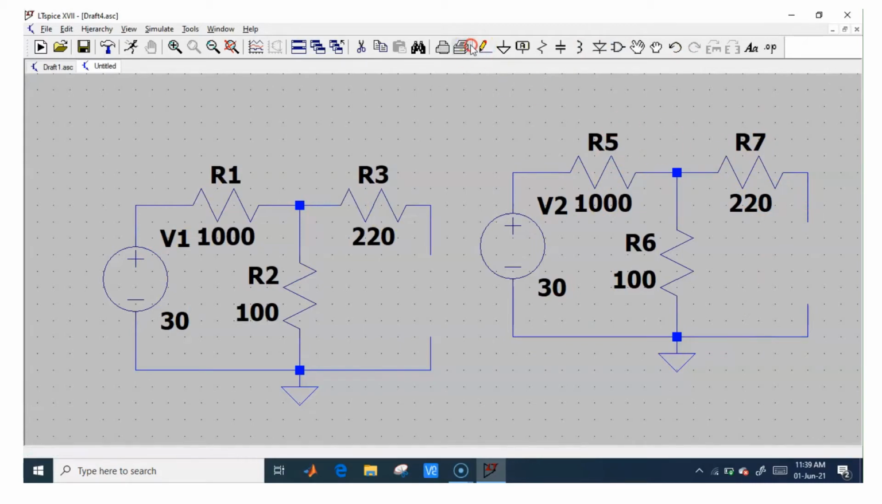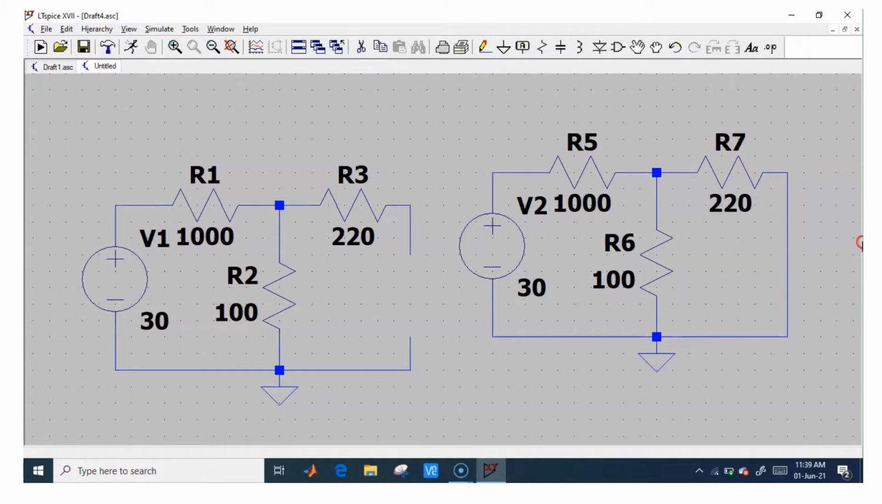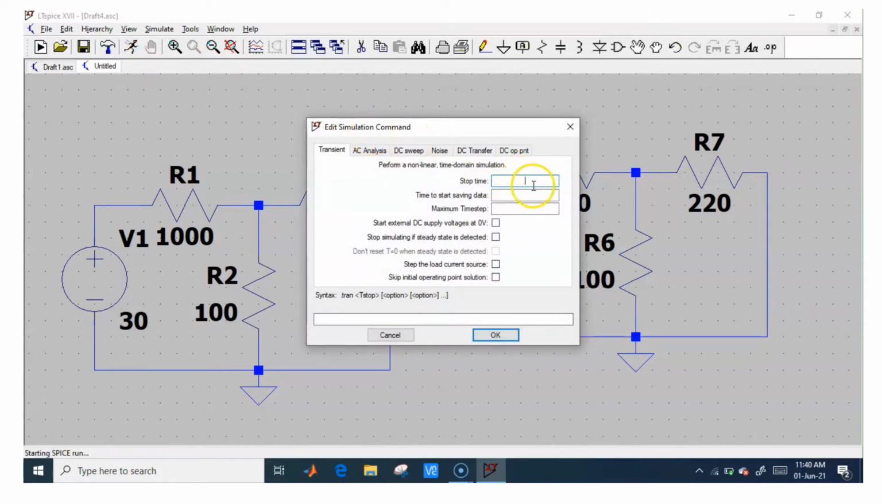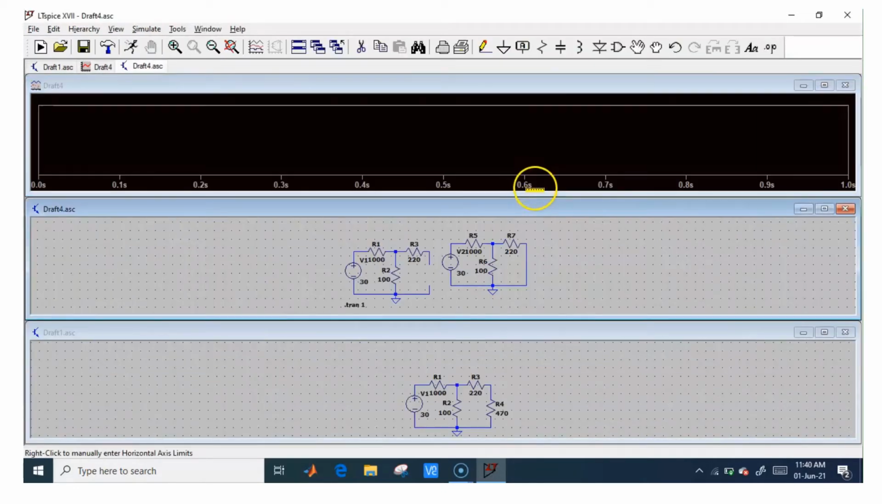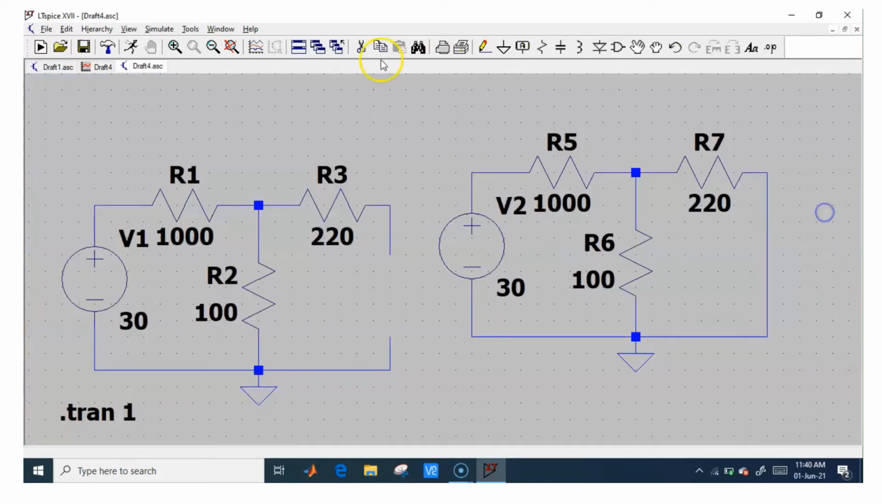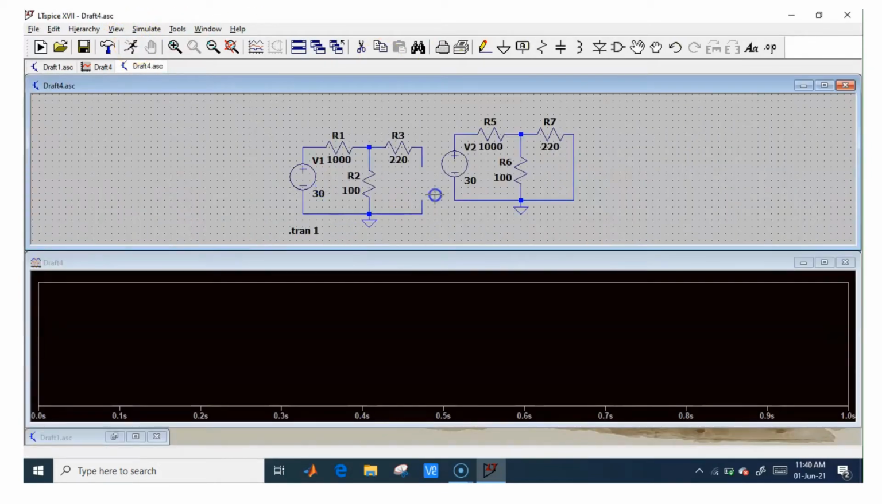In order to find the Norton current, we need to short this. It is also a short circuit current, where instead of the load resistance we are going to short in order to find the Norton current, and we are going to keep it open in order to find the Thevenin voltage. Okay, so let us run this. Let me run it for 1 second. We are going to see only these 2 circuits.